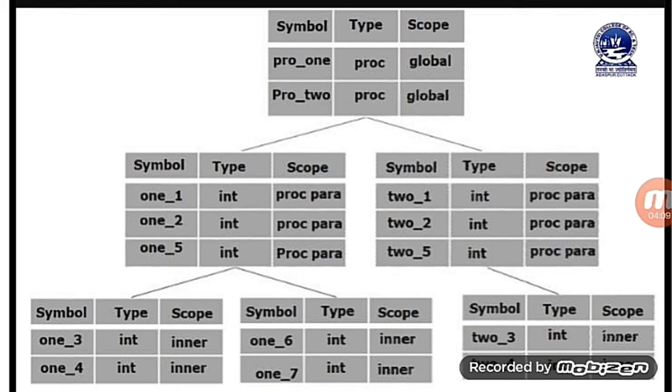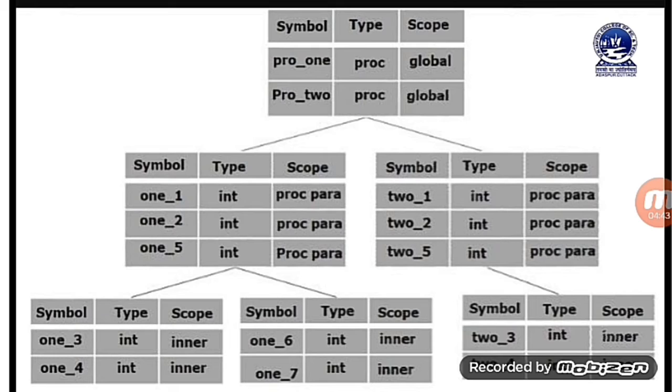Then we will go to the next hierarchy of proc 1, and in this hierarchy you can see two different symbol tables. One is used for the first inner block, and the second one is used for the second inner block. In the first inner block, 1_3 and 1_4, two variables we have used, type is int and scope is inner. In the second symbol table, you can see 1_6 and 1_7, type is int and scope is inner. Obviously, for each local block, there is one separate symbol table. In this way, it is hierarchically maintained.